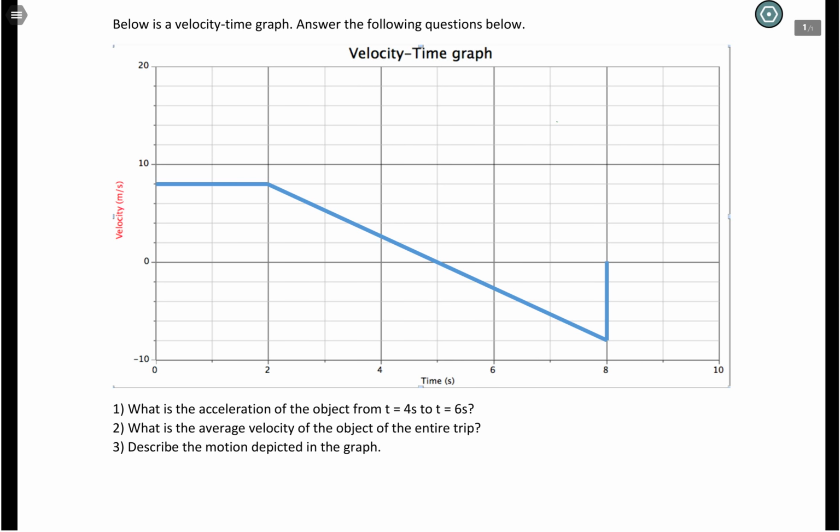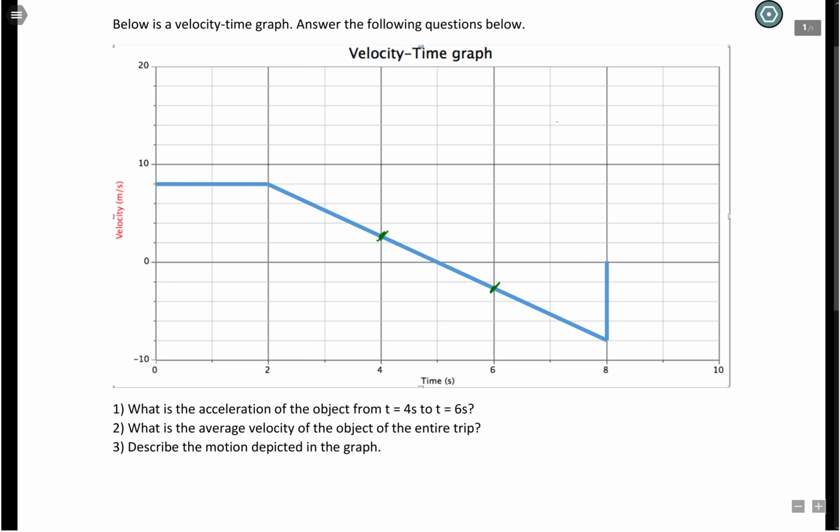Welcome back to physics. We're going to go over a graphing question. I have a velocity time graph and we're going to answer the questions below. Number 1, what is the acceleration of the object from t is equal to 4 seconds, so from here, to t is equal to 6 seconds?